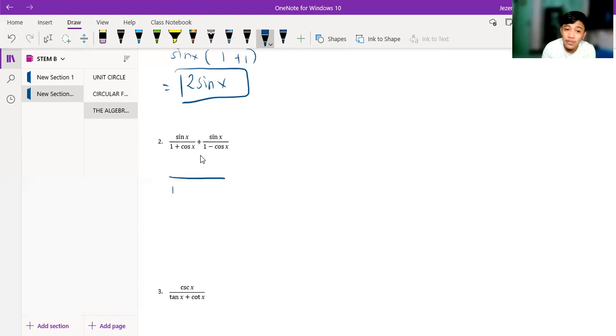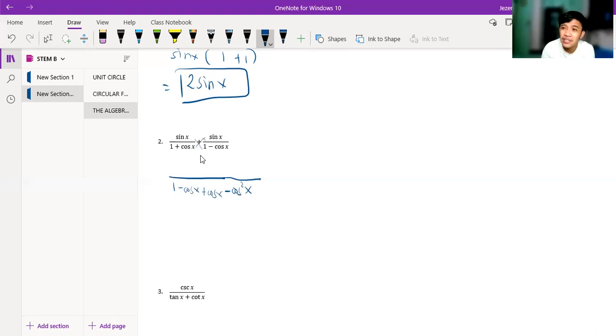Therefore, 1 plus cosine x. So, pag multiply pala natin yan, so, FOIL method na natin, 1 times 1, 1. 1 times negative cosine x is negative cosine x. Cosine x times 1, cosine x. Cosine x times negative cosine x is negative cosine squared x. Okay? So, then, cross multiply pa.